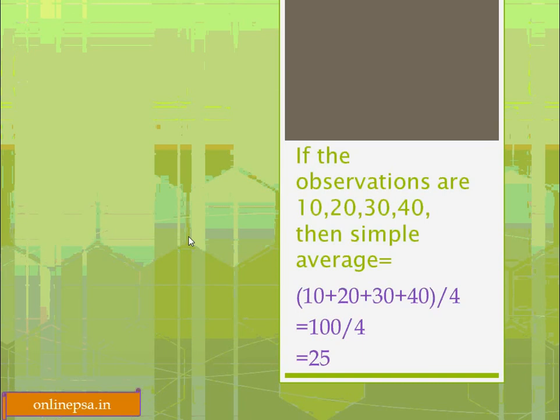The first thing to recall is simple average, which is nothing but the sum of all our observations divided by the total number of observations. If the observations are 10, 20, 30 and 40, then the simple average is given by 10 plus 20 plus 30 plus 40 divided by the total number of observations, which is 4 here, and that gives us a final value of 25. So 25 is the average of 10, 20, 30 and 40.